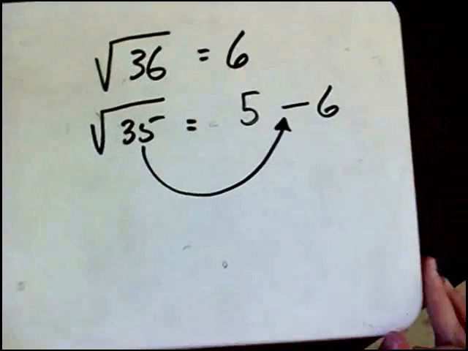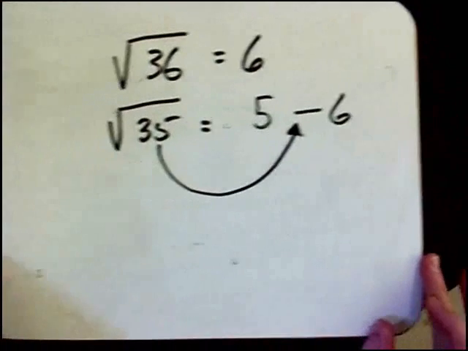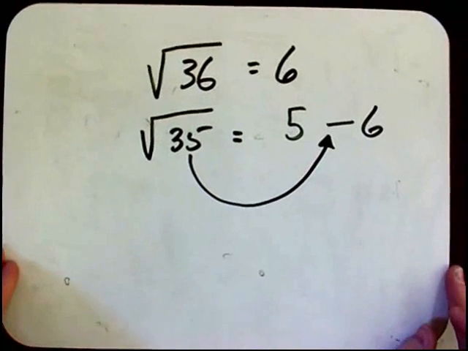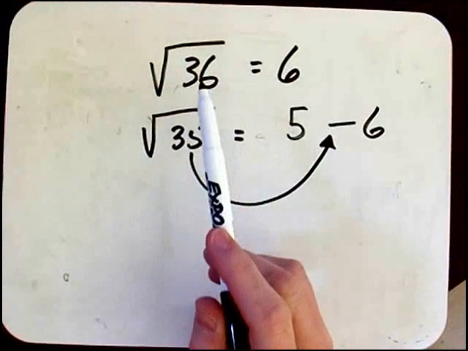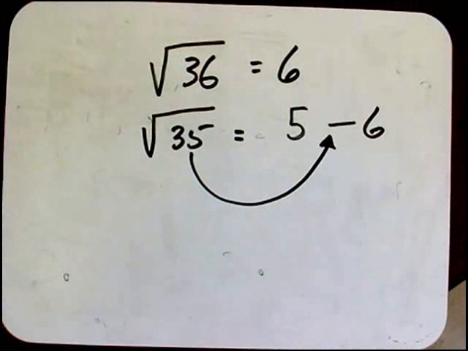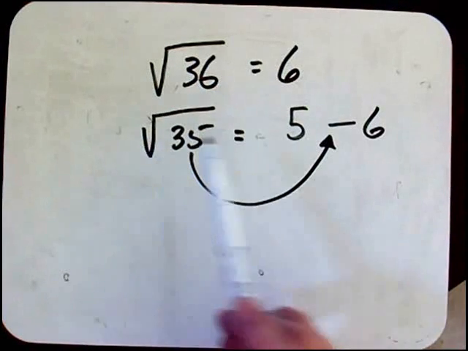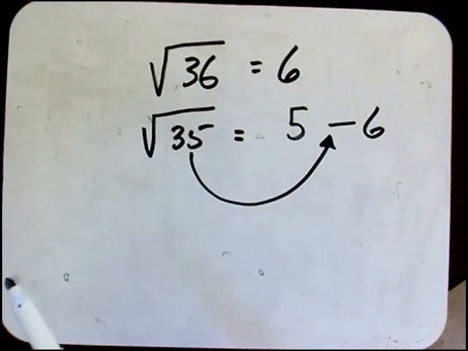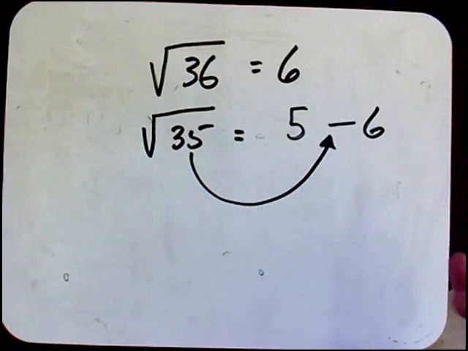Okay. Now let's look at where square roots fall when we're classifying numbers. If we have a square root such as the square root of 36, that square root is a whole number. The square root of 36 is 6. But if we were to look at a number like 35, the square root of 35 is not a whole number. It falls somewhere between 5 and 6.